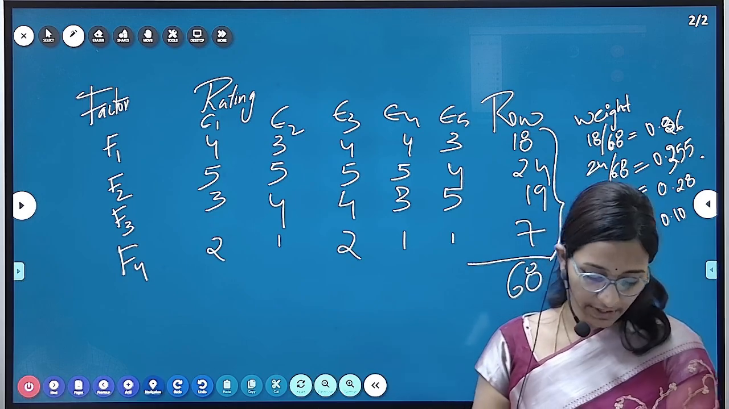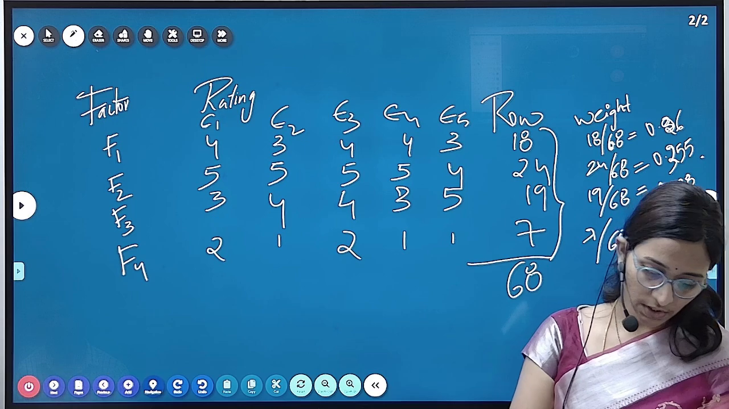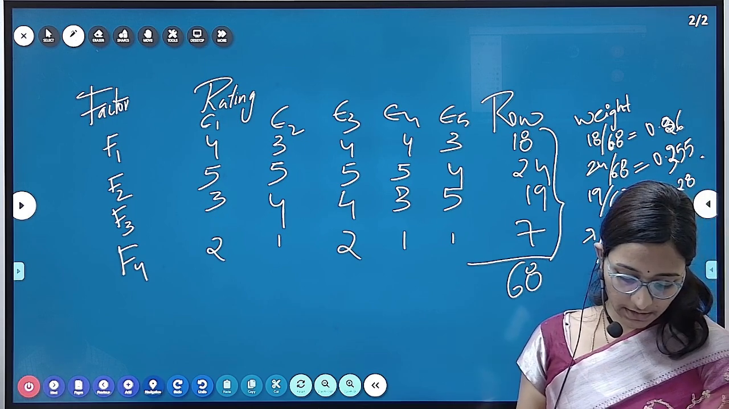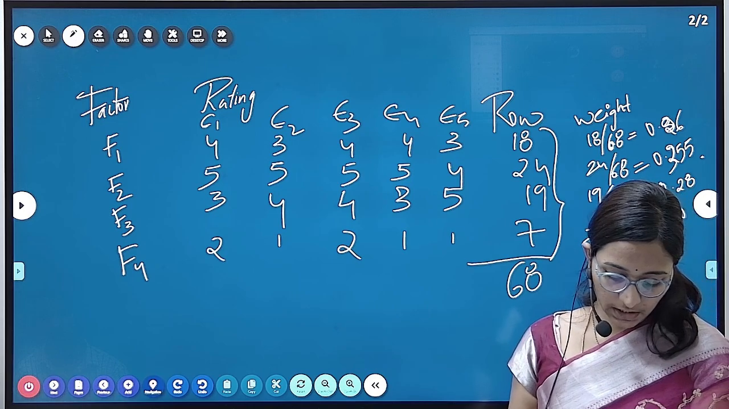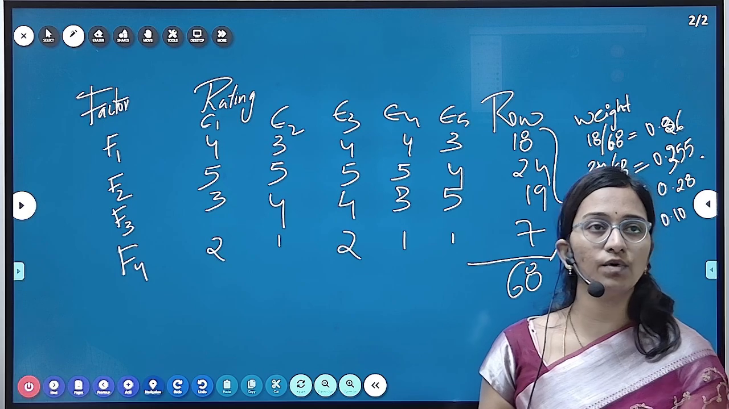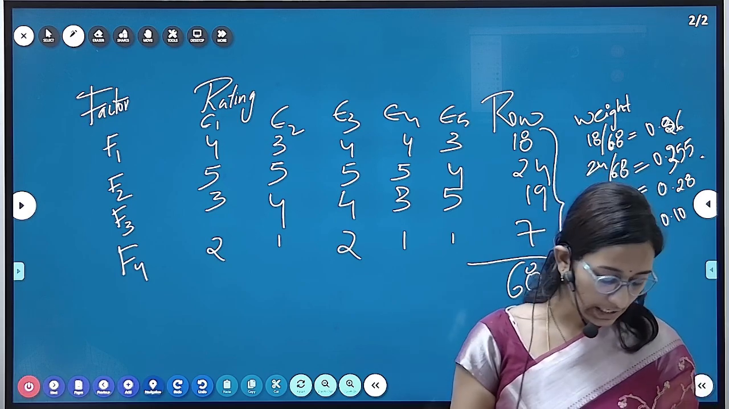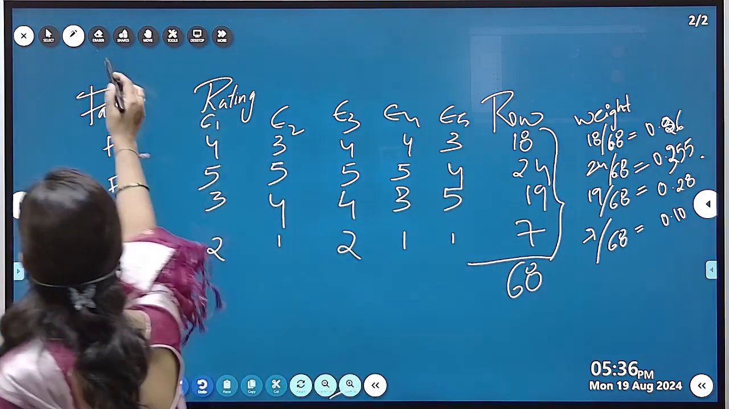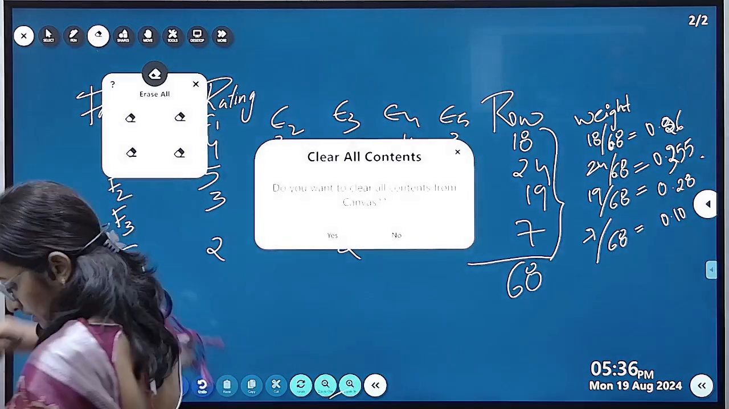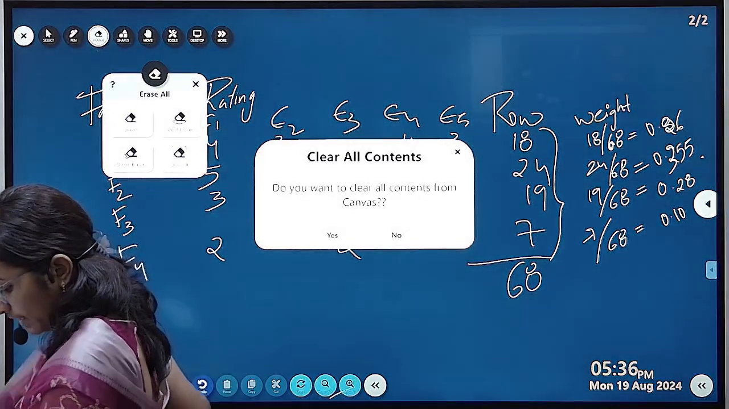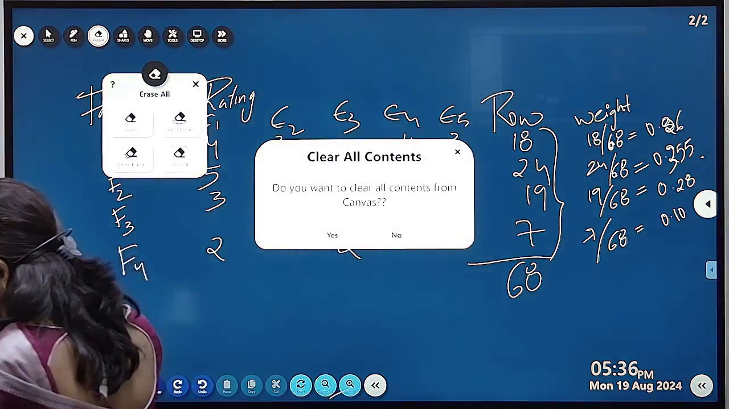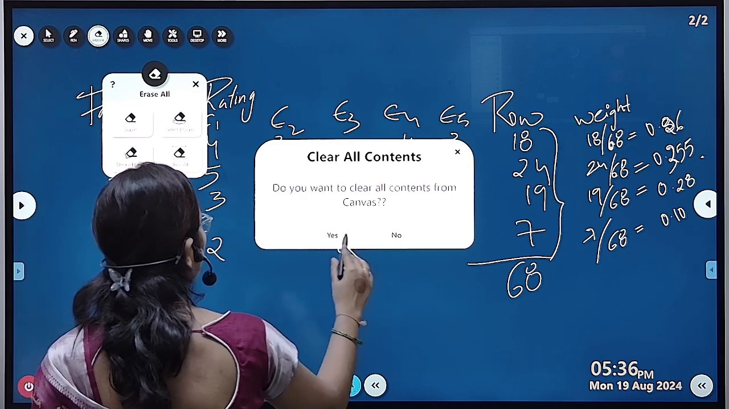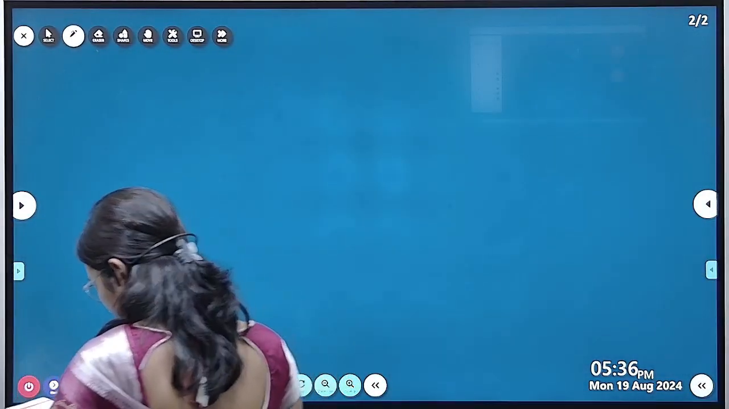So here they have given factors. What factors have they given? F1, F2, F3, F4 and the alternatives are L1, L2, L3. Factor 1 has alternatives L1, L2, L3, and factor 2 also has alternatives L1, L2, L3. Next, factor 3 is also having alternatives L1, L2, L3. So let us do this.